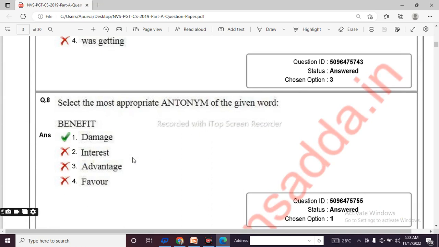Select the most appropriate antonym. Now antonyms means opposite. Benefit means beneficiary. So the opposite will be, you can see, damage.